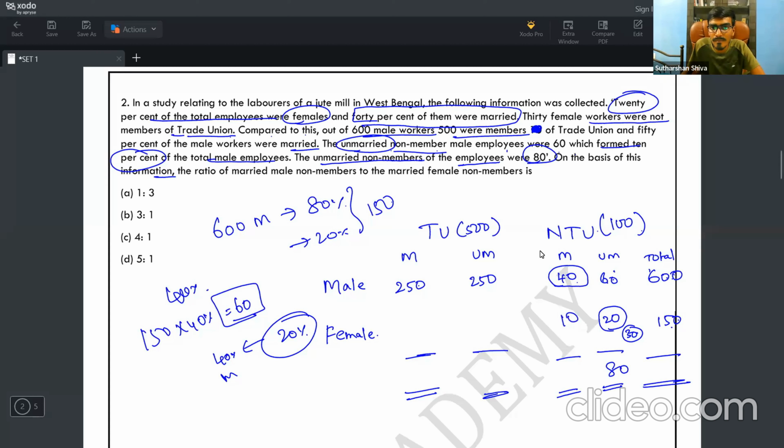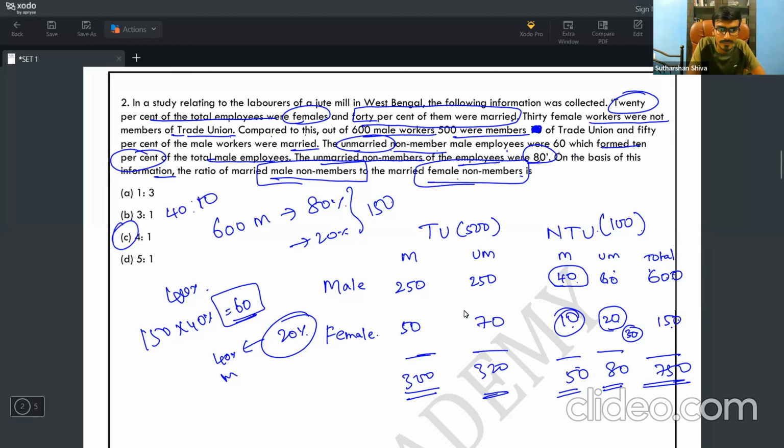Already, the married females are 40%, and 40% is nothing but 60. If I put 50 in married, here it is going to be 50. 50 plus 20 is 70. 70 plus 10 is 80. That's how the calculation will be. So what they are asking: married male non-members to married female non-members. It is 40 is to 10. Female non-members married is 10. So 40 is to 10. The answer is going to be C.